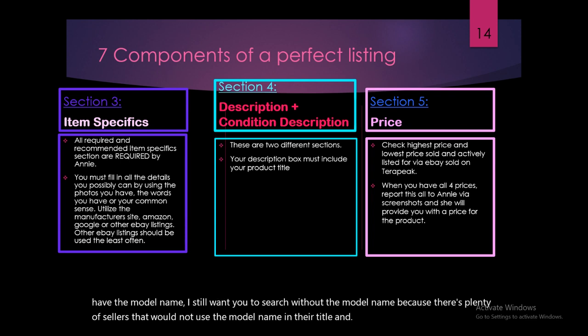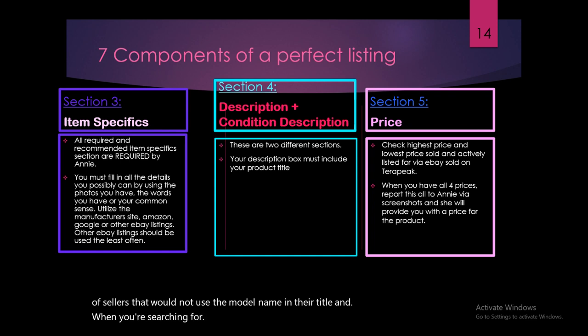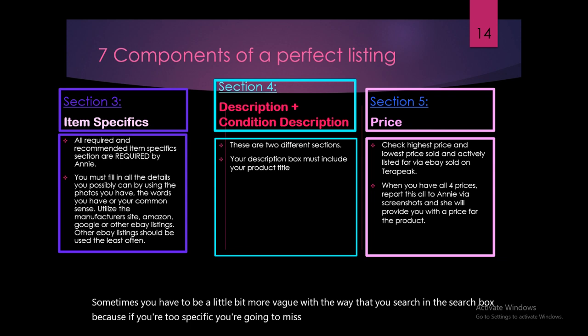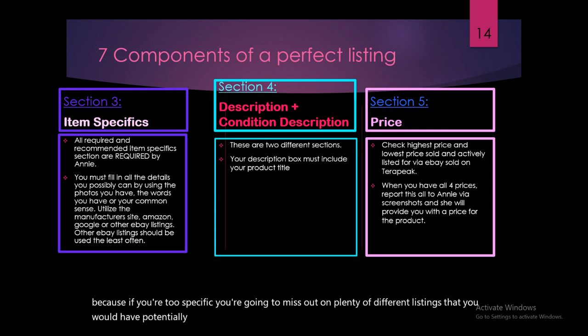And when you're searching for these items, sometimes you have to be a little bit more vague with the way that you search in the search box, because if you're too specific, you're going to miss out on plenty of different listings that you would have potentially seen if you were more vague.